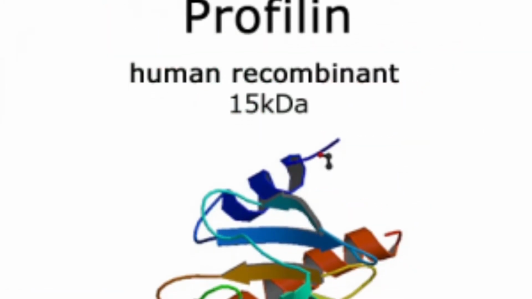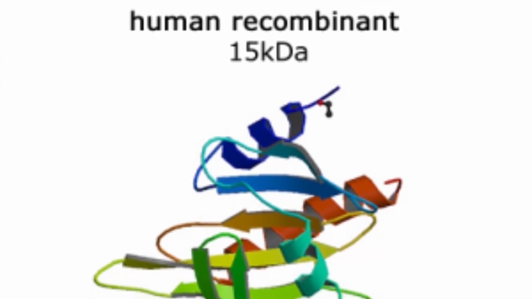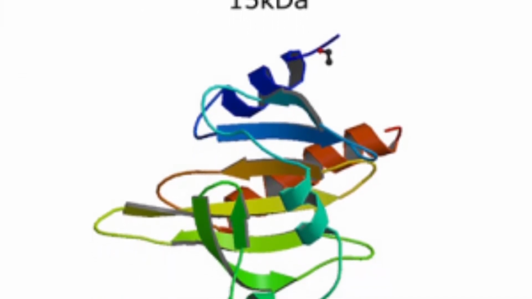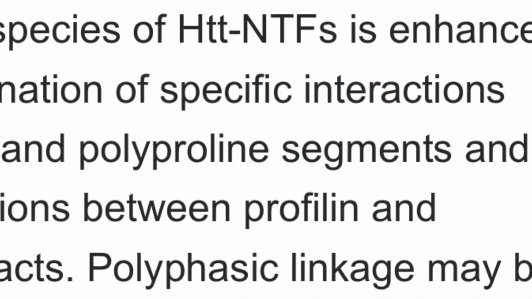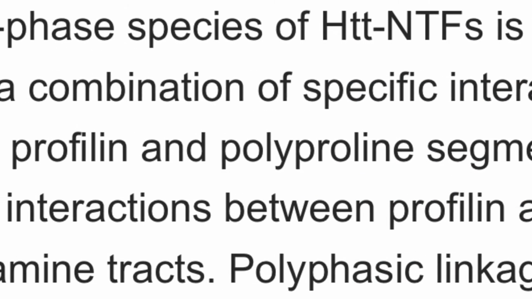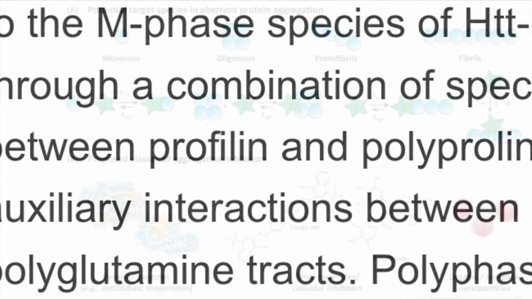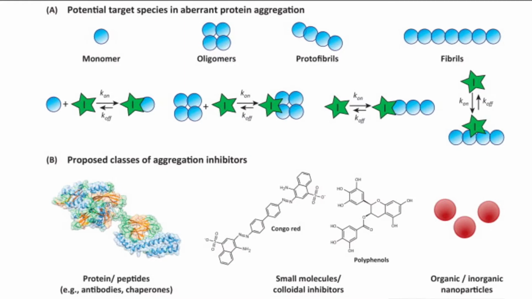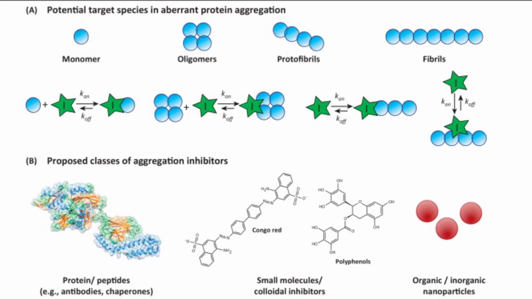Profilin is an abundant cell-wide protein that has been shown to reduce such aggregation by binding to the C-terminal proline-rich region of HTT-NTFs. This article, through its experiments and analysis, indicates that favored binding of profilin in the M phase is, quote, enhanced through a combination of specific interactions between profilin and polyproline segments and auxiliary interactions between profilin and polyglutamine tracts, unquote. Such findings may have a beneficial effect on development of therapeutics that function to limit the number of aggregates formed by multiple aggregation-prone proteins. That has the basic gist of what the article is about.